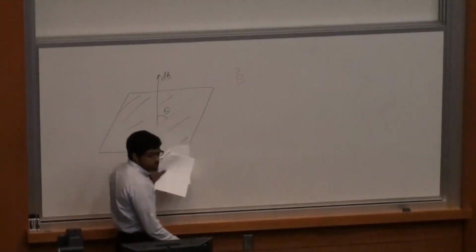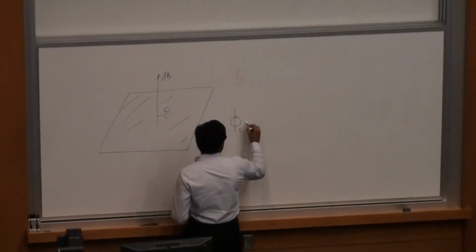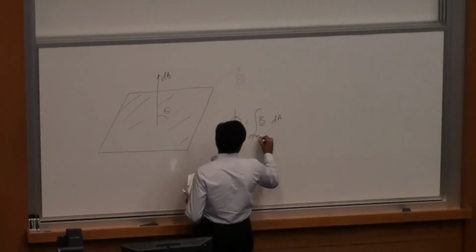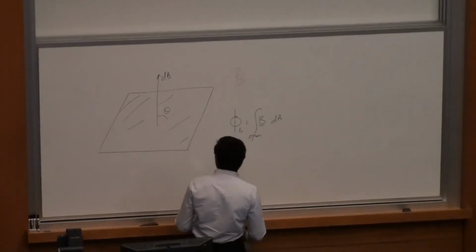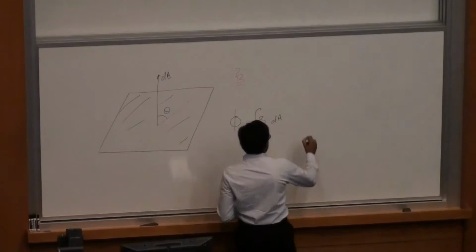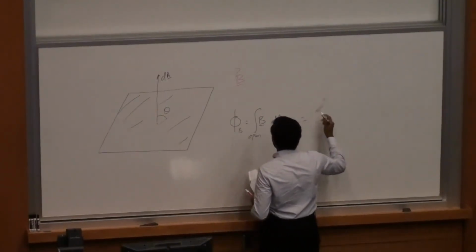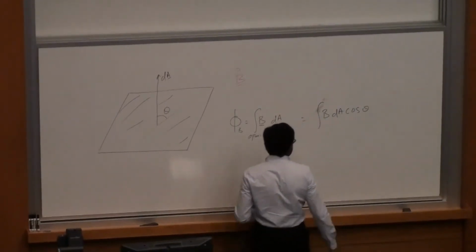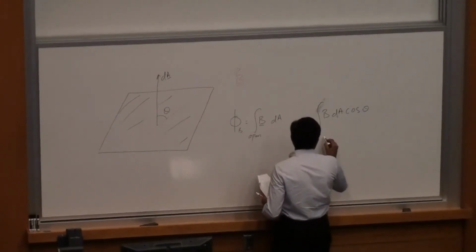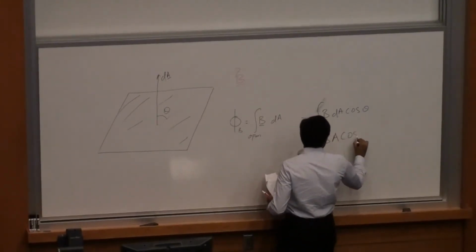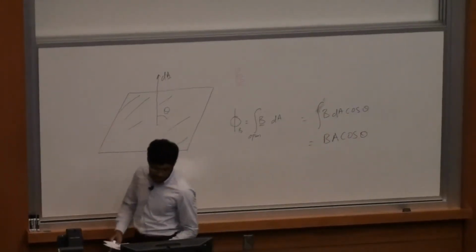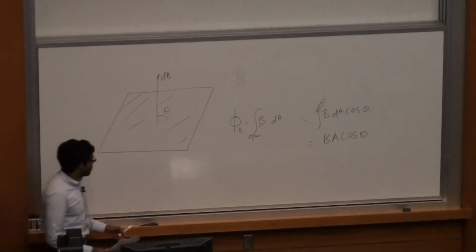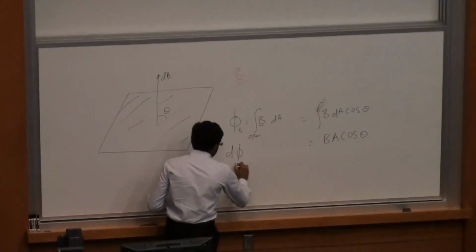So what's the flux here through this surface? Well, I know that magnetic flux equals the integral of B dot dA over an open surface, right? So I have an angle between them, so I get the integral of B dA times cosine of the angle between them. I integrate this, I get B A cosine of the angle between them. Again, as I mentioned, I don't care about what the flux is. Faraday doesn't care about what the flux is. We only care about how the flux changes with respect to time.